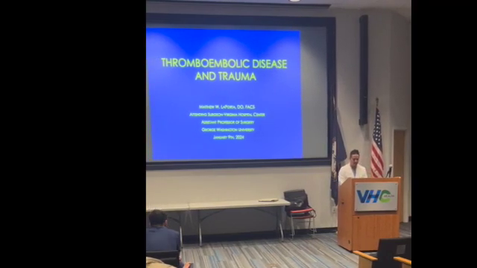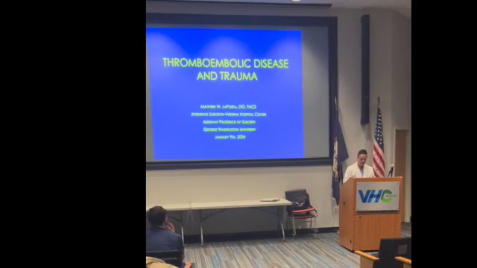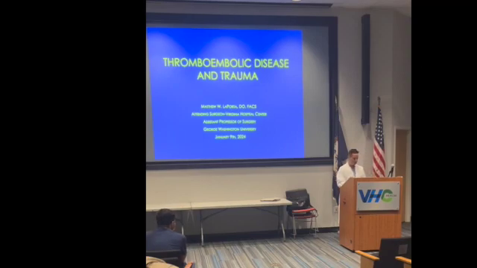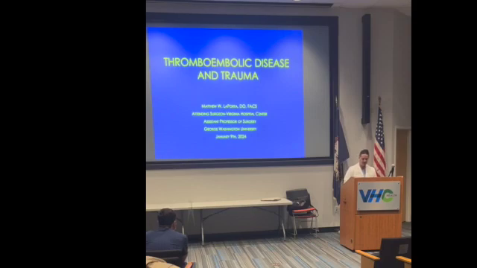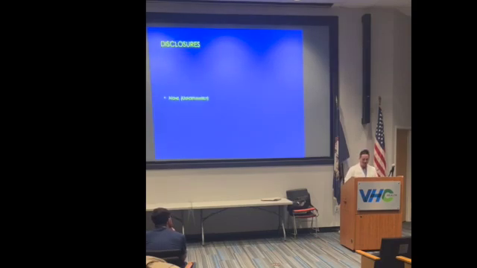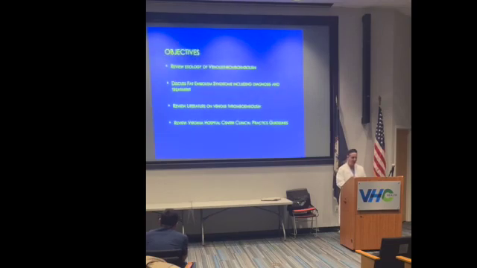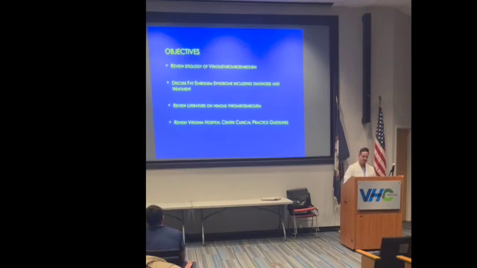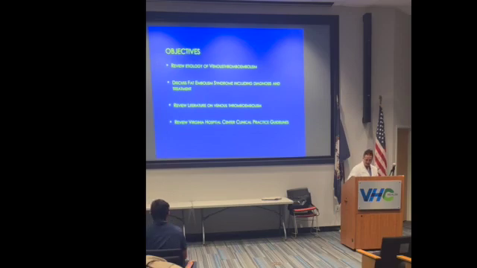Today I'm going to talk about thromboembolic disease and trauma. I'm going to cover a few different topic areas. I can be loquacious, I'm going to try not to go over. I have nothing to disclose, unfortunately. Today we're going to review the etiology of venous thromboembolism. We'll discuss fat embolism syndrome, including diagnosis and treatment. We'll review the literature on venous thromboembolism, and we'll review the Virginia Hospital Center clinical practice guidelines.